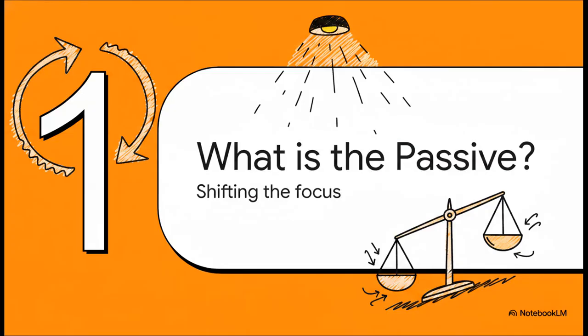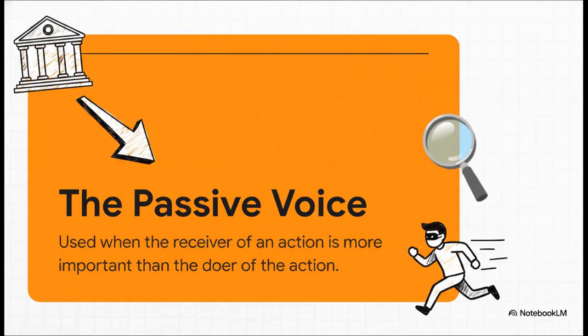All right, so first things first, what even is the passive voice? Well, at its core, it's all about changing who or what is the star of your sentence. See, instead of focusing on the person doing something, the passive voice shines a big ol' spotlight on the person or thing that had something done to it. So in our example, a bank was robbed. The bank is the main character here. The robber, well, maybe we don't know who they are, or for the point of the headline, it's just not the most important piece of info.